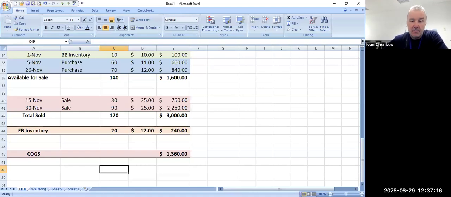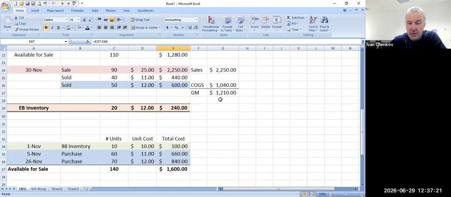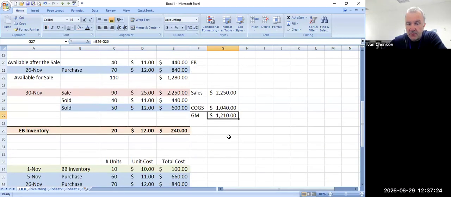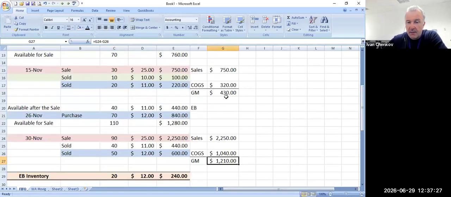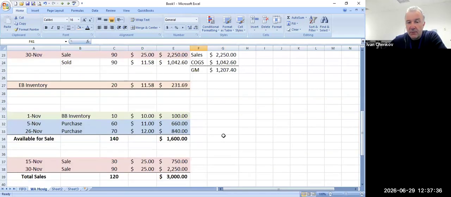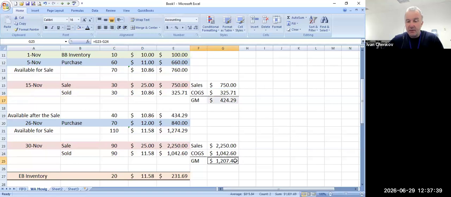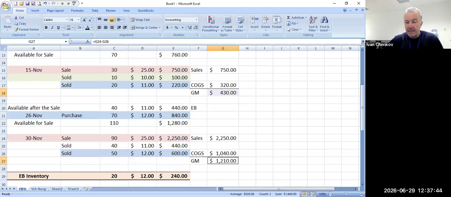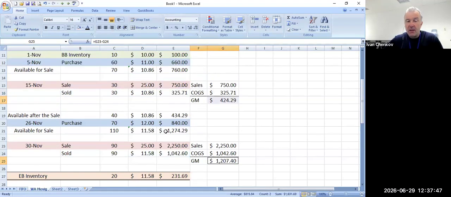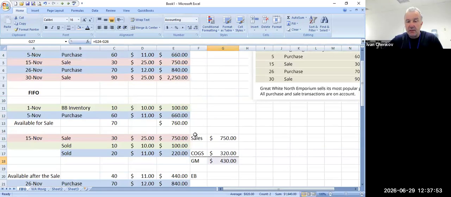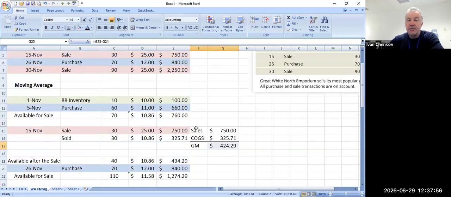Why is this important? Because it depends on the method that you're using. Remember, cost of goods sold goes into the calculation of the gross margin. So in this case, your gross margin will be 1,640. If you're using the weighted average, our gross margin will be 1,631. So as you can see, the gross margin is going down. Why is it going down? Because it's using the weighted average.